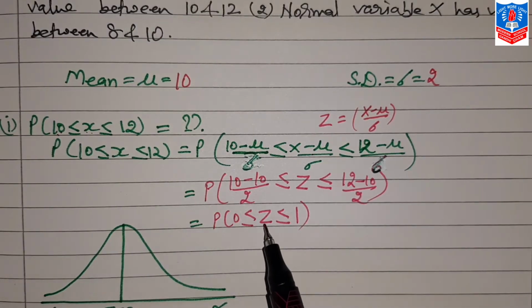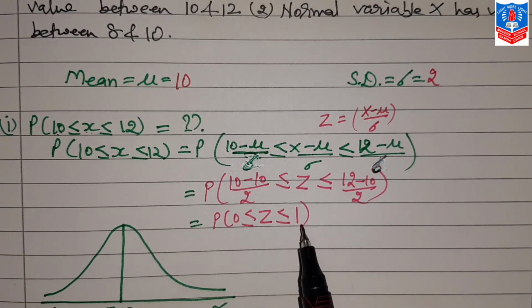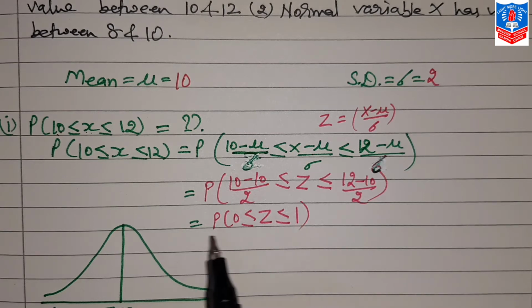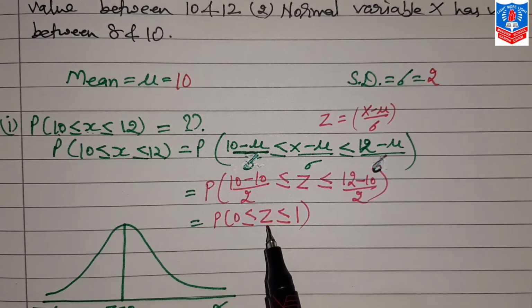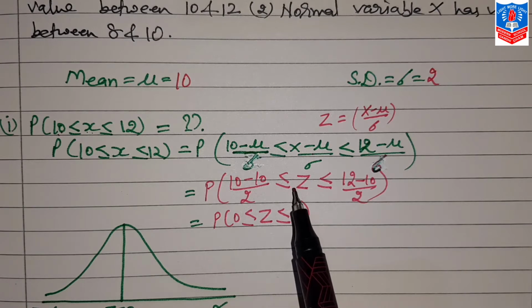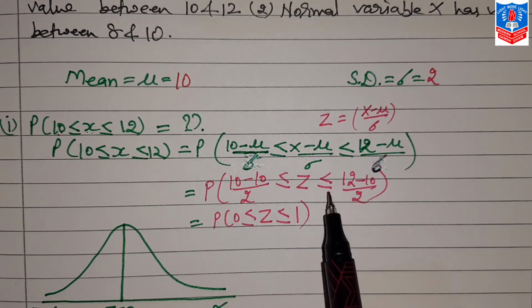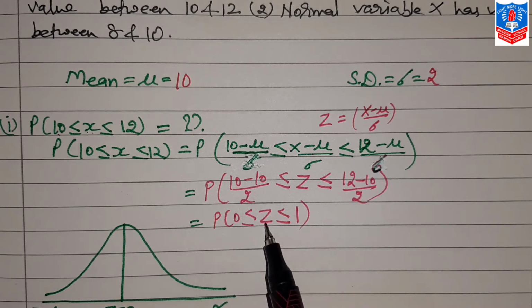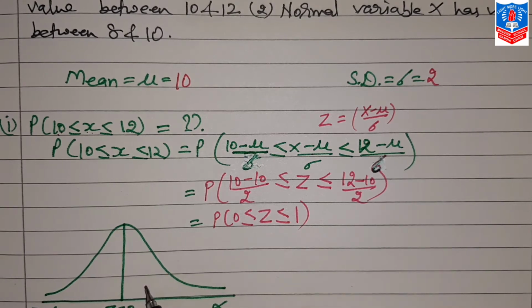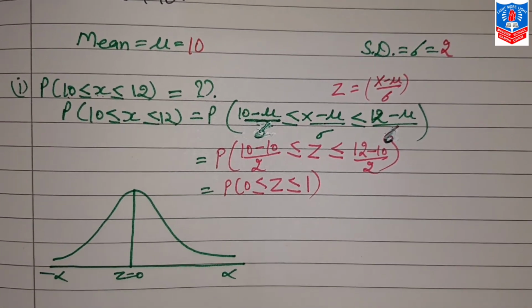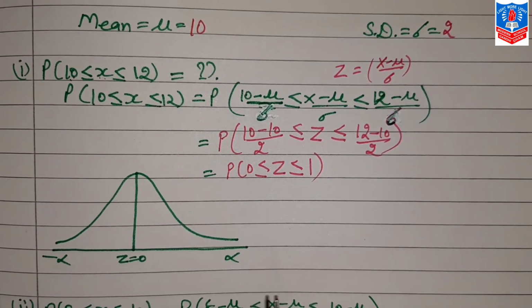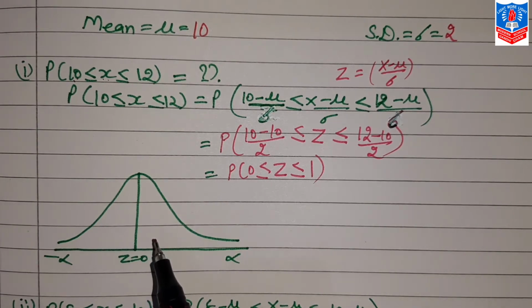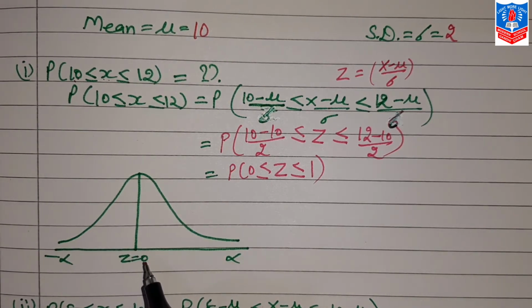So here the value of z lies between 0 and 1. We have converted this x into z form. This is your first step in each and every sum of this chapter. Now first we will draw a diagram and show the area in this diagram, and then with the help of the z table we will find that area.